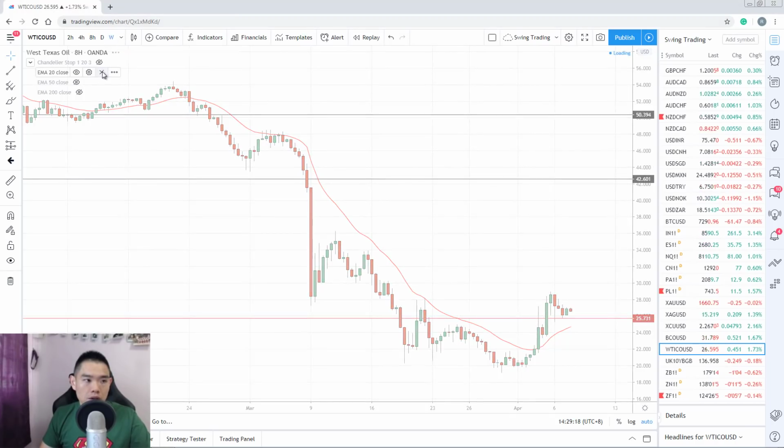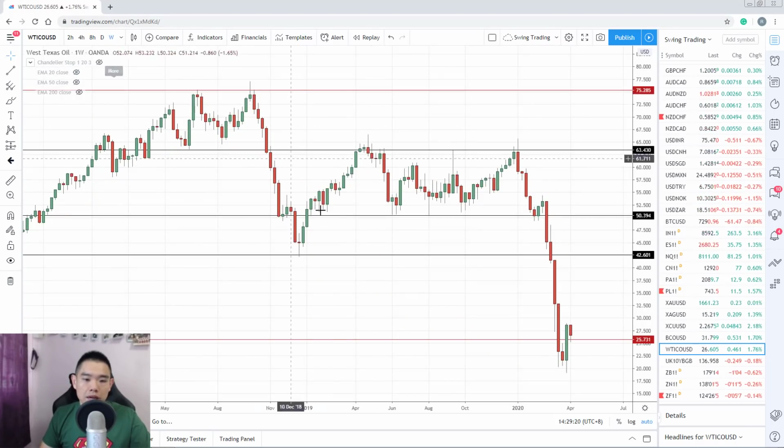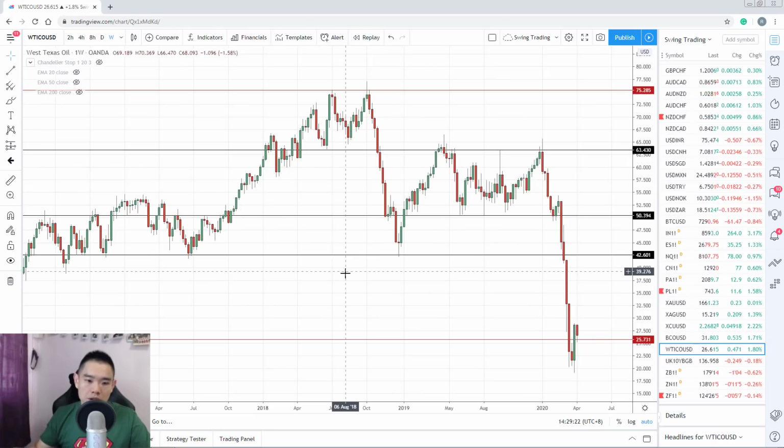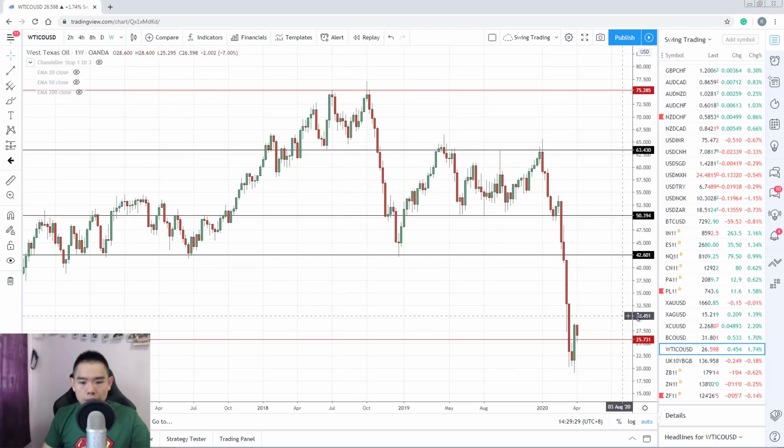So oil is definitely a market that is worth looking at. It has collapsed a lot in recent times. Many people are not looking at this. They are looking at stock markets and whatnot, but oil, definitely something interesting is brewing in this market.